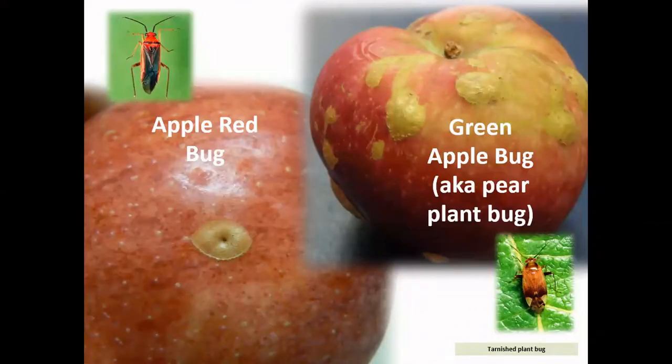Now, tarnished plant bug are part of a plant bug complex, so it doesn't mean that's the only sort of damage you'll see. It just tends to be the most common of the plant bug pests in an orchard. However, you may see some damage caused by other plant bugs, including the apple red bug, which causes that dimpled feeding damage, but it's often surrounded by a flat russeted area. Green apple bug, also known as pear plant bug, can cause these raised russeted bumps where their feeding damage has occurred, and they can be quite distinct.